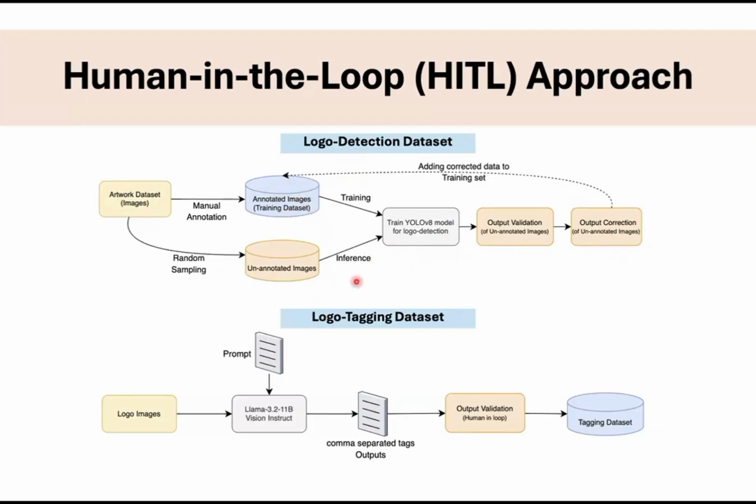Similarly, in the logo tagging dataset, we had a bunch of logo images in our database. Then we utilized the Llama 3.2 11 billion vision instruct model, equipped with a prompt to generate the hierarchical tags, which created the comma separated tags. After this, we got these tags. We validated all these outputs through a human in the loop system. Once this output was validated, we transferred it to the tagging dataset. This way, we have prepared both of these datasets.